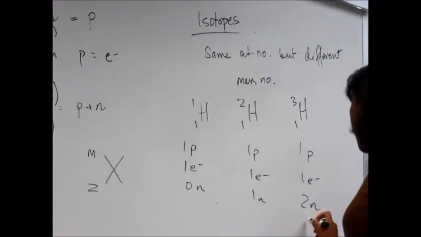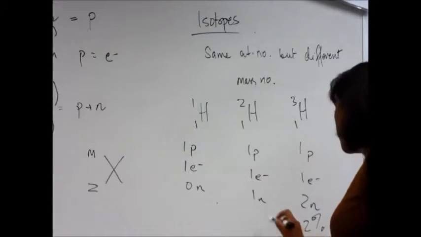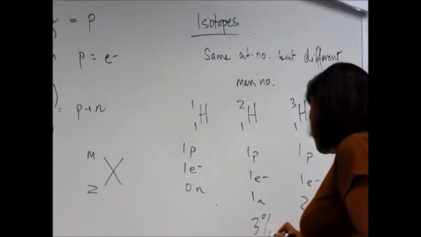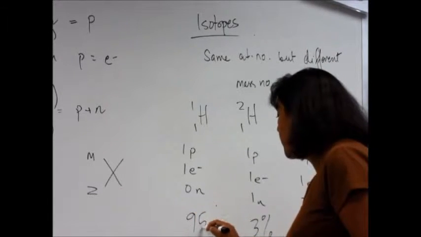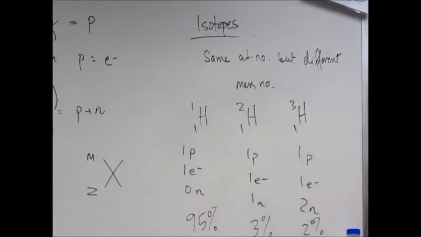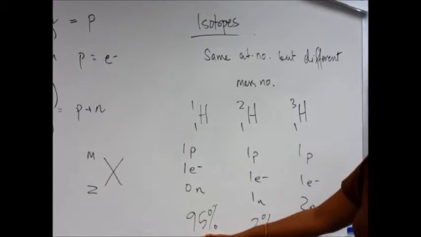So if you only have, say, 2% of this and only 3% of this, it means that you have 95% of hydrogen, which means that your maximum mass is still coming from isotope 1, which means that hydrogen 1 is the most abundant isotope out there. So if this is most abundant, the major mass is coming from here.